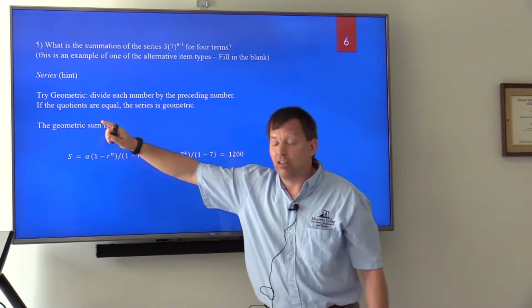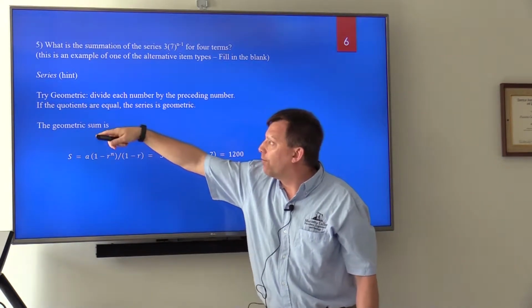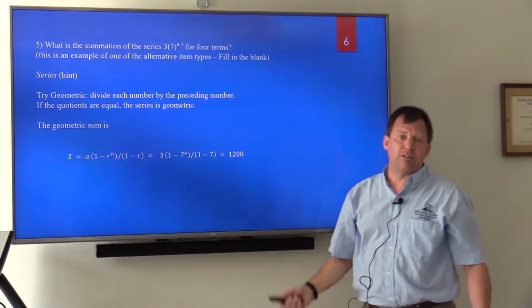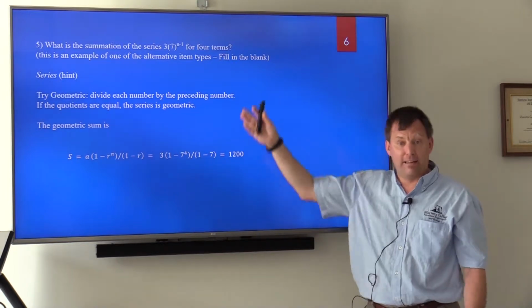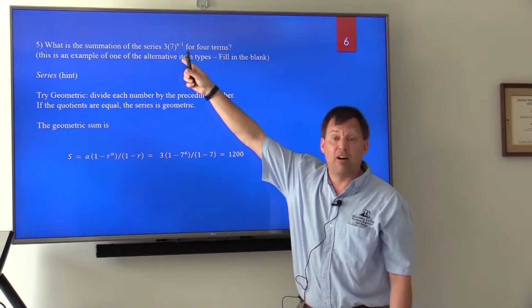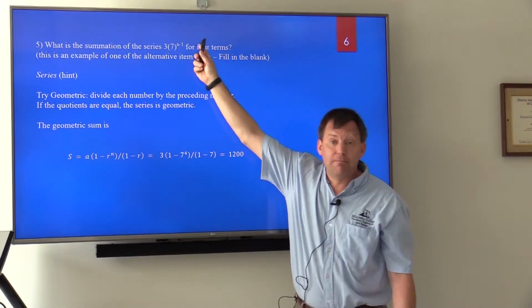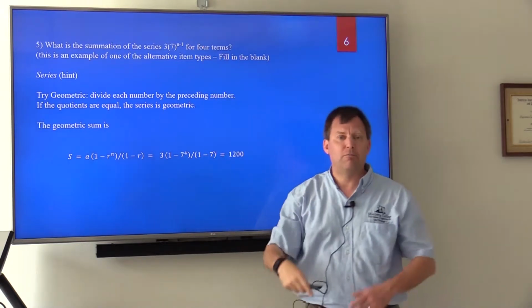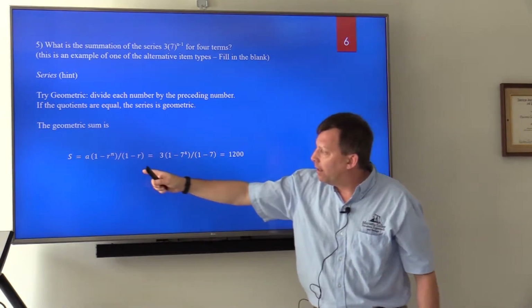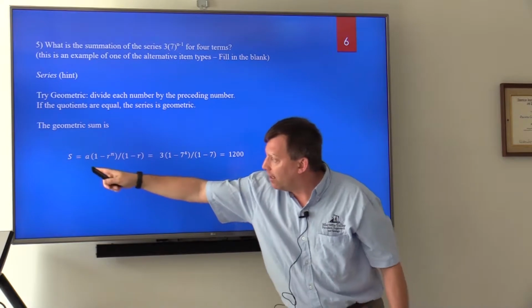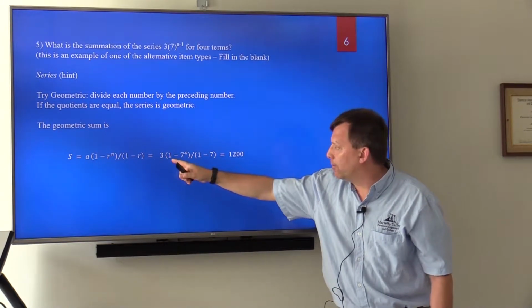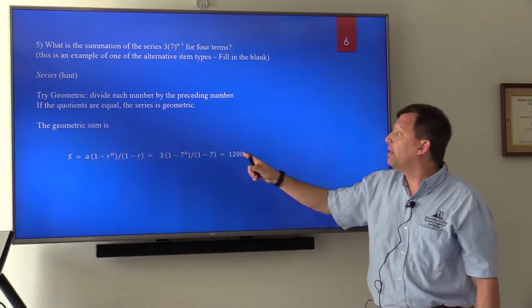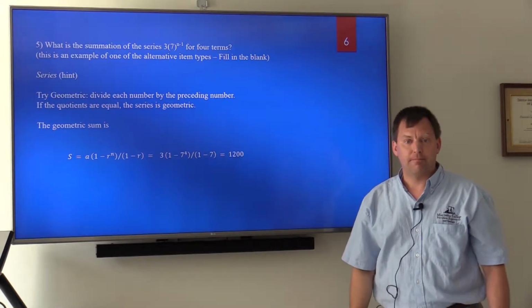So we have several series. We have geometric and arithmetic. For geometric, you divide each number by the preceding number. If the quotient is the same, then it's geometric. In this case, it is. I don't care which number you pick. You can pick, for n minus 1, just pick 2 and 3 or some number, and you'll find out that it's geometric. And then the formula right out of the book comes there. You put in your 1 and your 7 to the fourth terms, and you're going to end up with 1200.